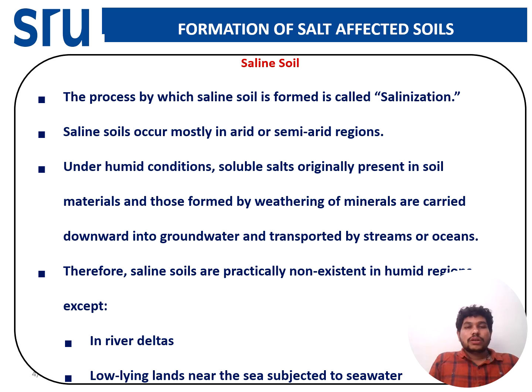Then, how does salt affected soil form? The first one is saline soil. What are the factors responsible for the formation of saline soil? The process that forms it is called salinization, and it is mostly found in arid and semi-arid regions where the rainfall is less than 500 mm. Under humid conditions, it is found only in river bed areas or low lying areas.